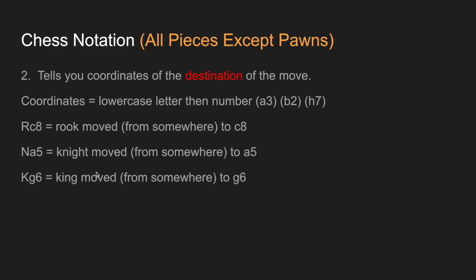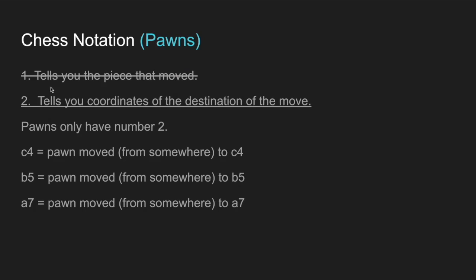g6. So for pawns, we don't need to know what piece it moved. We only need to know the coordinates of the destination of the move. So c4 means pawn move to c4, b5 means pawn move to b5, a7 means pawn move to a7. So if you just see coordinates and no capital letter, you know that it's a pawn that moved.